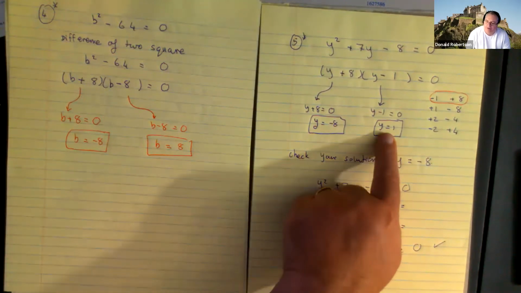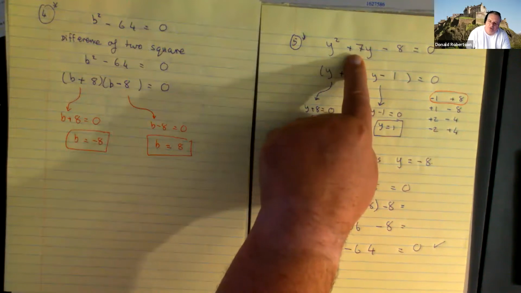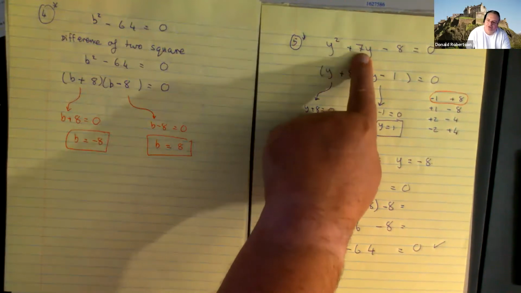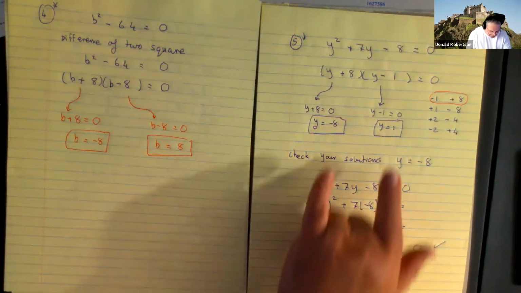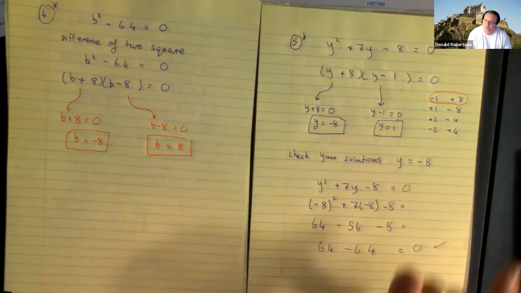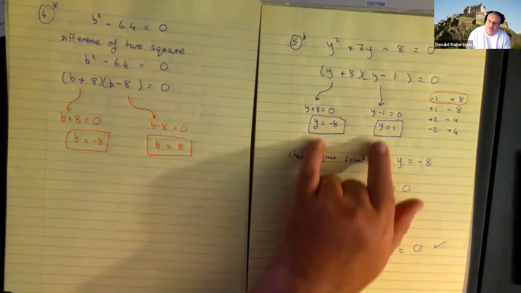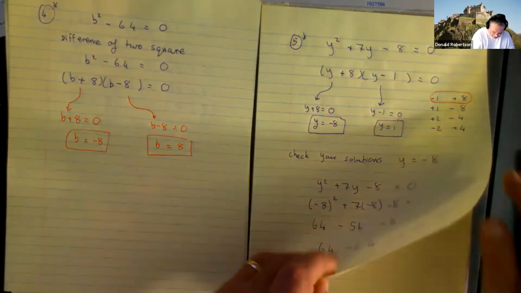And if you try 1, it also works. 1 squared is 1, plus 7 lots of 1 is 7. 1 plus 7 take away 8, it is equal to 0. And we also know from the way the math works is that these are the only two solutions. There's not like a third value of y that works and we haven't found it. There are only two, and these are the two values, and we are essentially done.